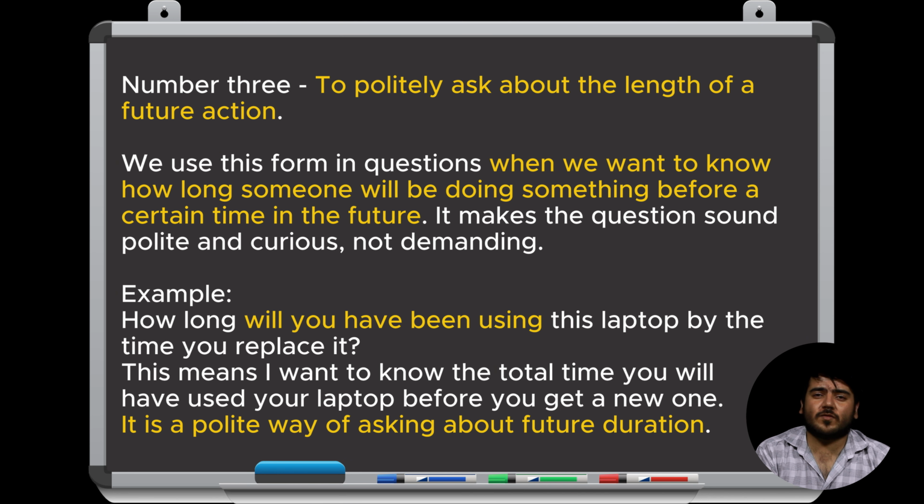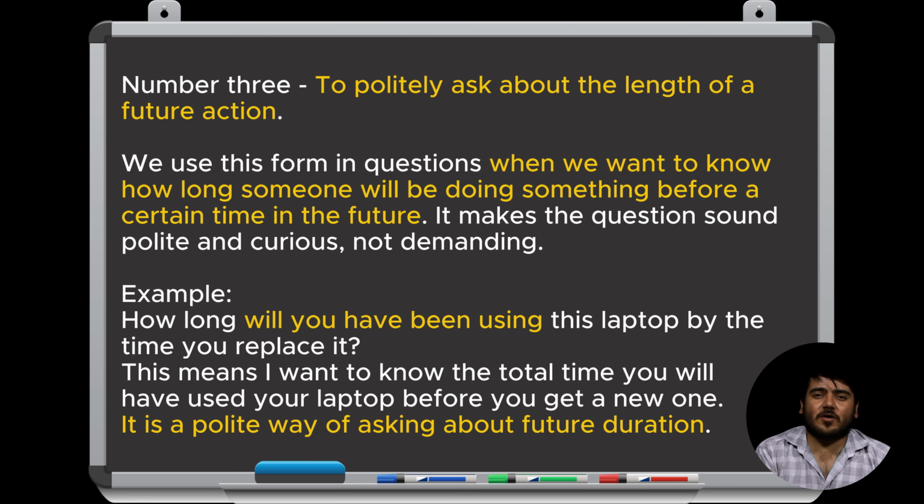Number 3, to politely ask about the length of a future action. We use this form in questions when we want to know how long someone will be doing something before a certain time in the future. It makes the question sound polite and curious, not demanding.